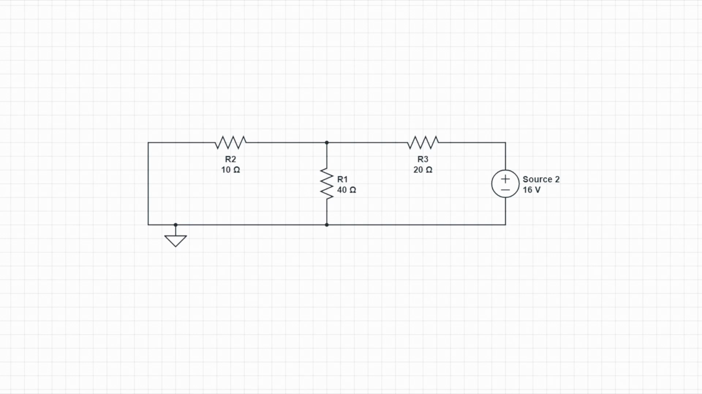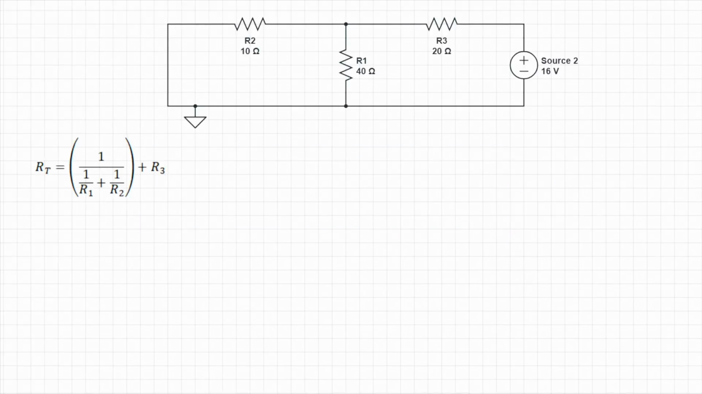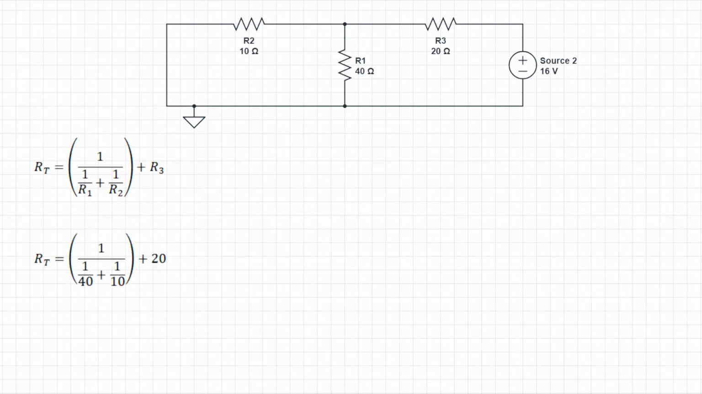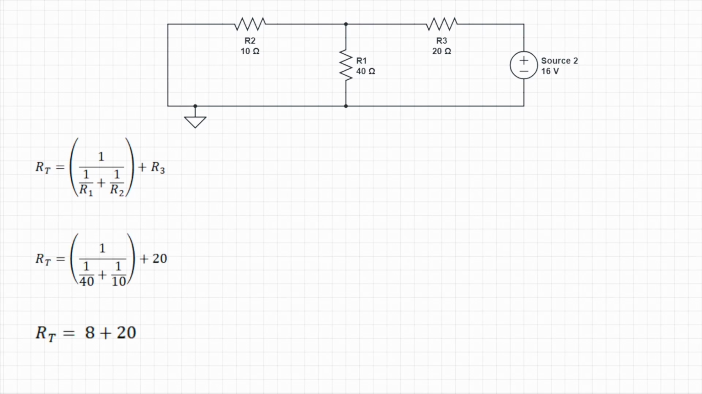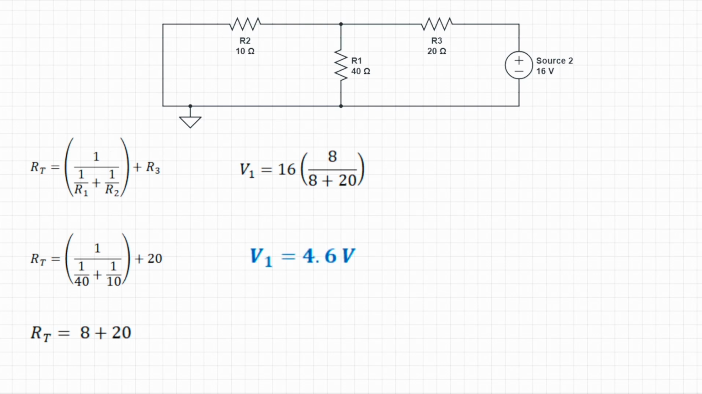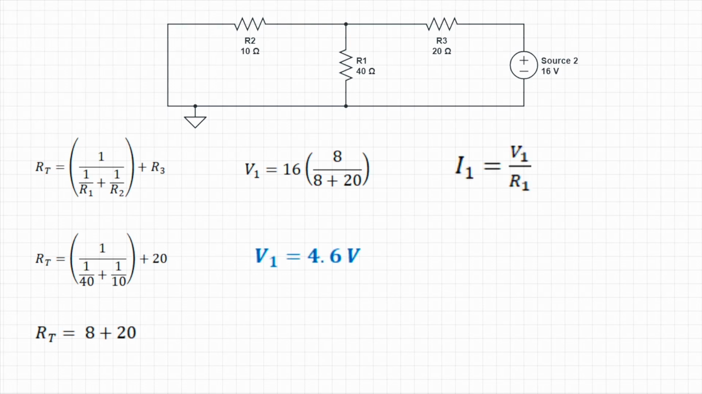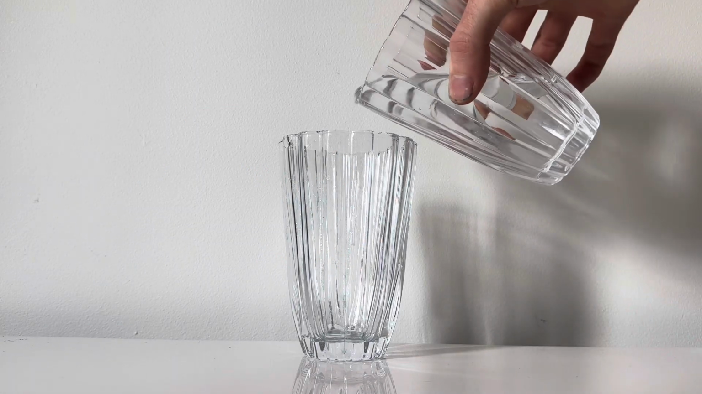Treating source 1 as a short circuit, we now find that R1 and R2 are in parallel. We can calculate the equivalent resistance and use KVL to find that the voltage drop across R1 is 4.6 volts. Just as before, we can now find the current through R1, which turns out to be 0.114 amps. This is the water supplied by the second glass.